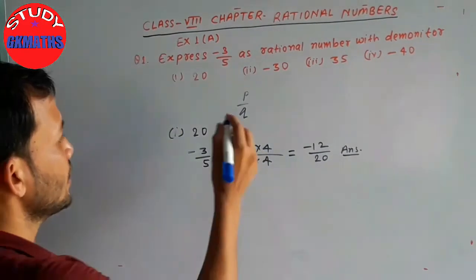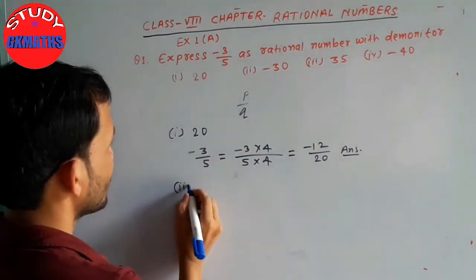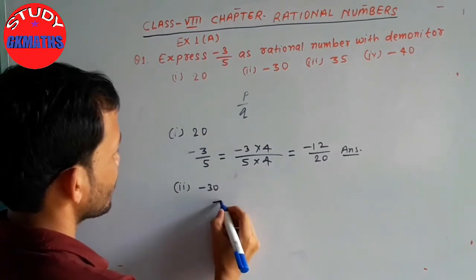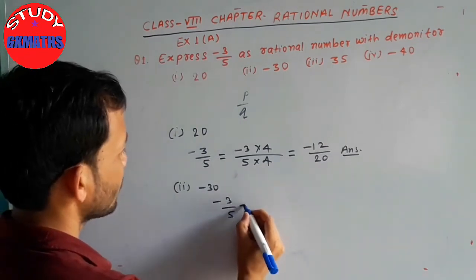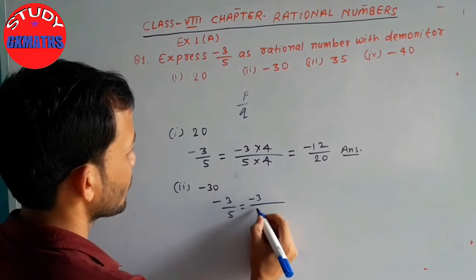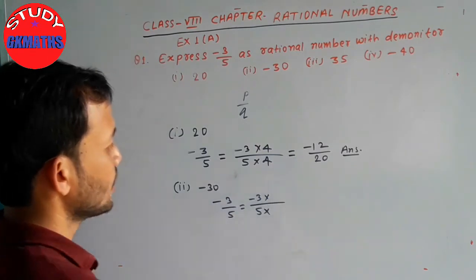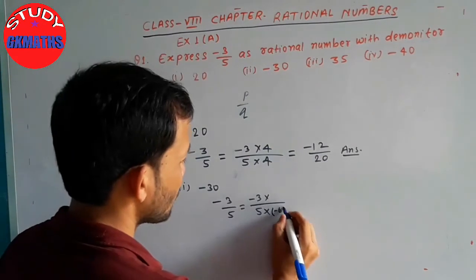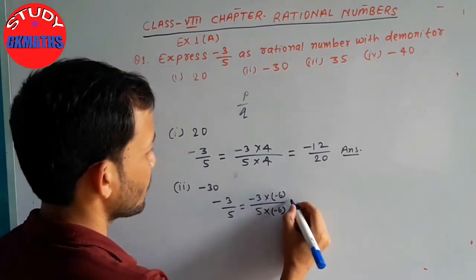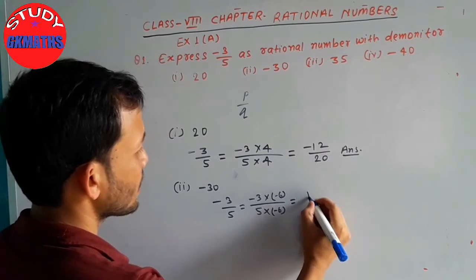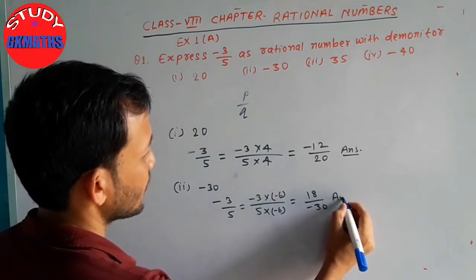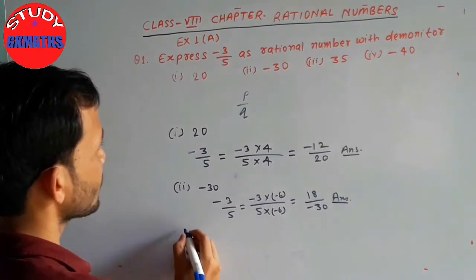Next question is minus 30. Then the rational number is minus 3 by 5, equal to minus 3 upon 5 multiplied. You will get minus 30. You must multiply top and bottom by minus 6. Minus times minus is plus 18 upon minus 30. Your result is here.